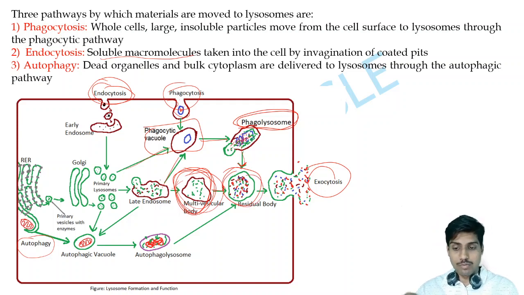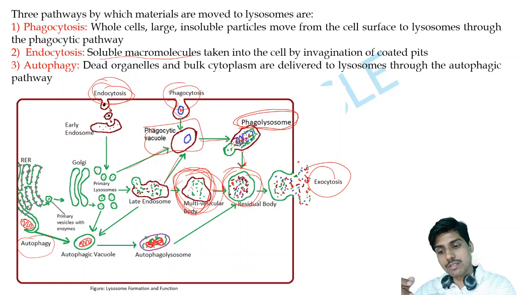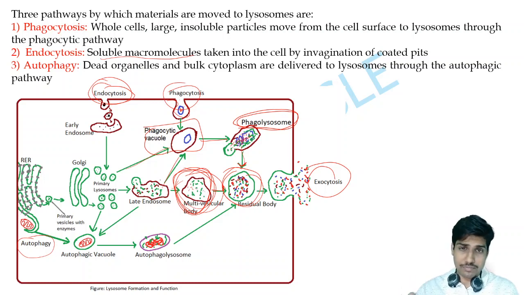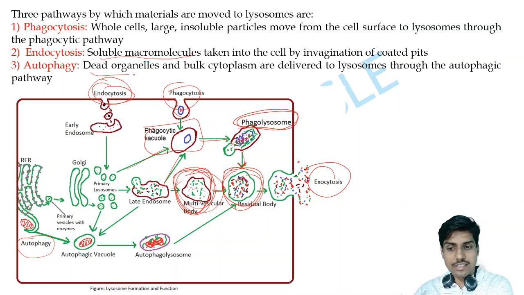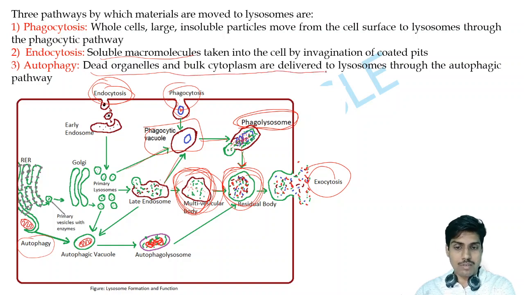Okay, because once all the enzymes deactivate all the material inside it, whatever the foreign particles or the macromolecules are inside it, then it becomes a kind of inactive body, and it finally again forms the residual body only. Okay, so this is the endocytosis. Then it is the autophagy. Okay. The dead organelles and bulk cytoplasm are delivered to lysosomes through the autophagic pathway. Right now we have gone through that.